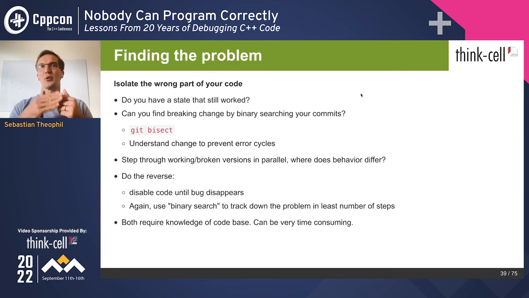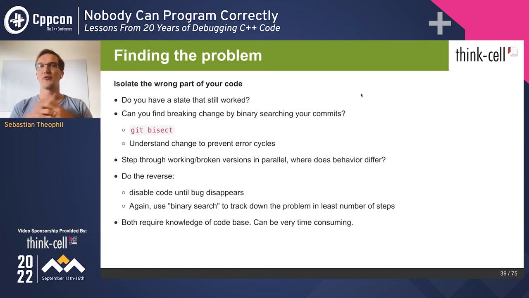Now, the advantage when you find that breaking change that introduced the bug that you're seeing now is that you can look at what that commit tried to achieve. Maybe that commit was trying to fix another bug. And now you can look at both problems simultaneously and figure out a solution to both problems at the same time.